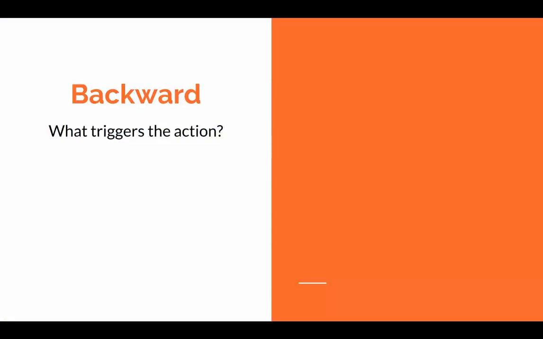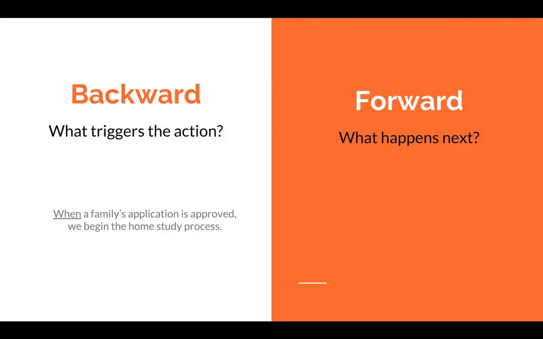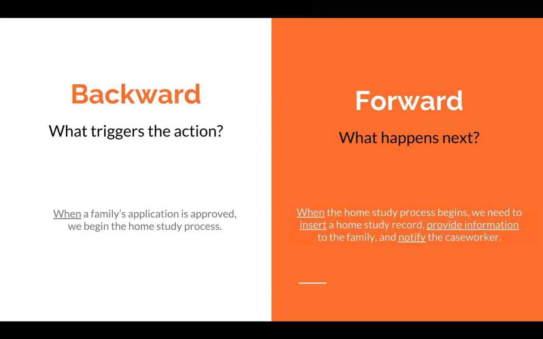All right, so when you're thinking about auto actions, you sort of have to think backward and then forward. So you begin by thinking, what is going to trigger this action? So my example is when a family's application is approved, we're going to begin the home study process. So it's that approval of the application that's triggering my action. And then you think, okay, what's going to happen next?